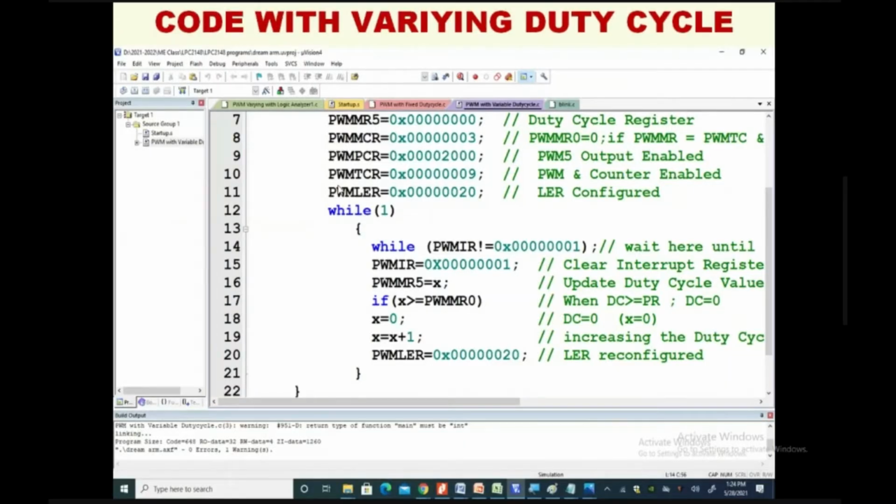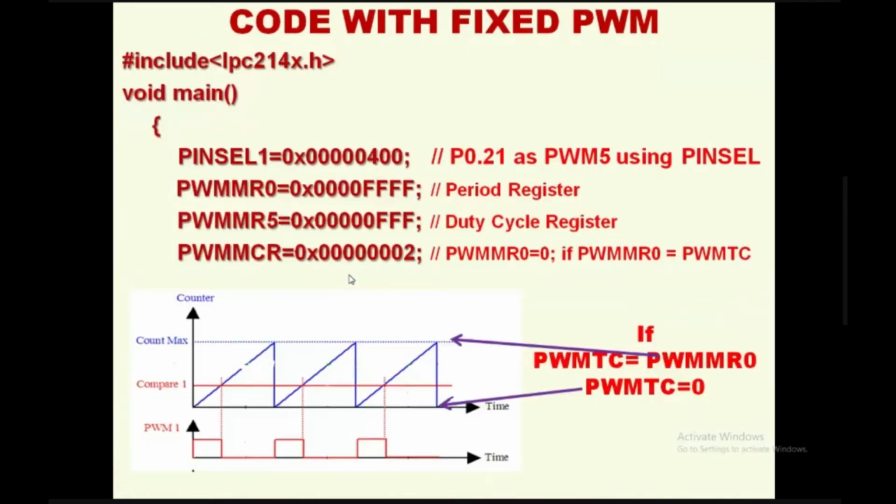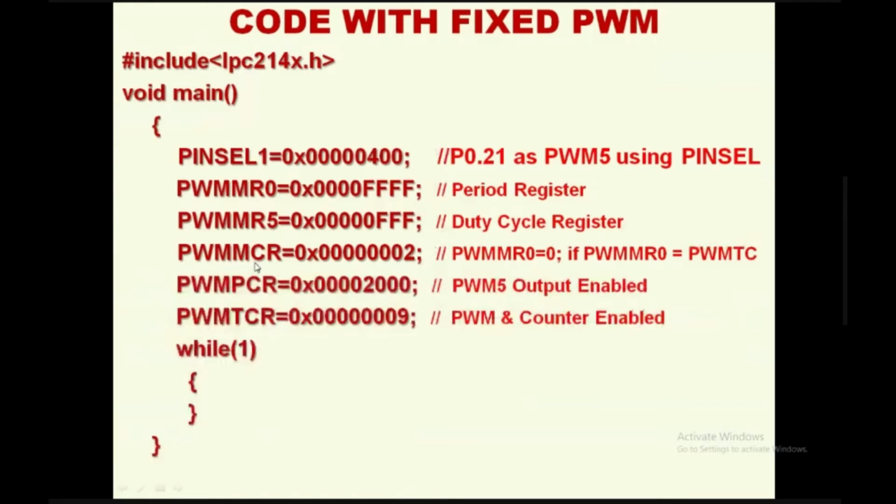So if you go to the screen, here you see the 0th bit, right? Interrupt on PWMR0. An interrupt is generated when PWMR0 matches the value of the PWM timer counter. Whenever the timer counter value is equal to PWMR0, that means one period is over, and it will generate an interrupt. So I have enabled this also to understand whether the period is over or not. When the period is over, only then we have to change the duty cycle. Okay. So already this is 2. Already we have written it as 2. Now I am making this 0th bit also 1. So I am making this PWMMCR as 3 to identify whether one period is over or not.